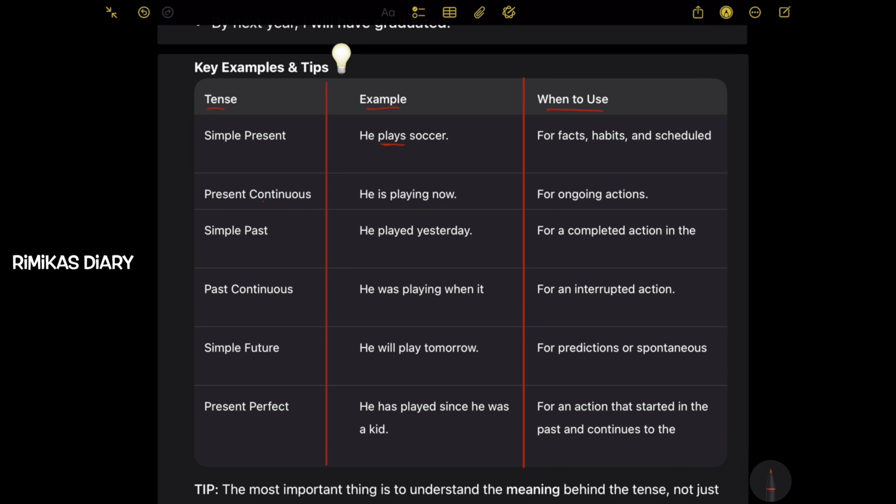Next, present continuous. For example, he is playing now. In this case, you should look for words like now, and then you could say it's present continuous. Here, playing is the present continuous. It's used for ongoing actions. Simple past: he played yesterday. That action is already done. Played is the simple past, used for a completed action in the past.